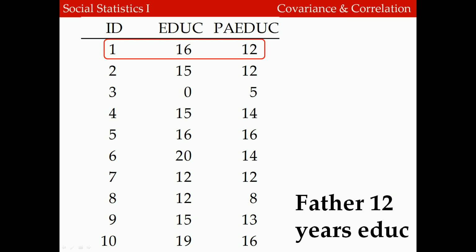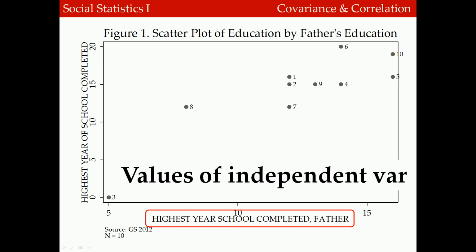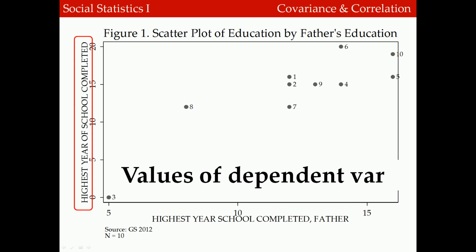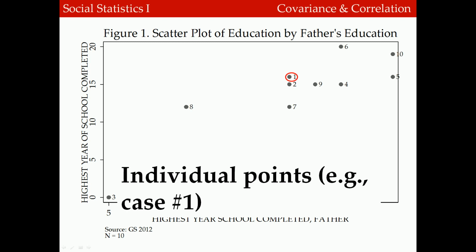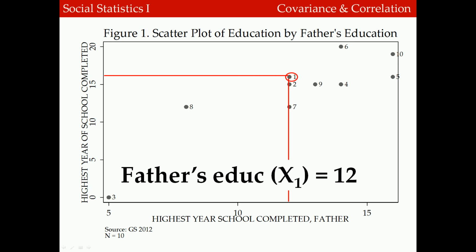education for their father. If we were to graph all 10 of these cases in a scatter diagram, it would look something like this. So notice that the values of the independent variable, in this case father's education, are arrayed along the horizontal, or x-axis, and then values of the dependent variable, the respondent's education, are arrayed along the y, or vertical axis. Each of these points represents the location on both of these variables for all the individuals in our data set. For example, this point marks the location of case 1, and you'll recall that case 1 had 16 years of education and 12 years of father's education. Likewise, we plotted all 10 points on their relative location of education and father's education.